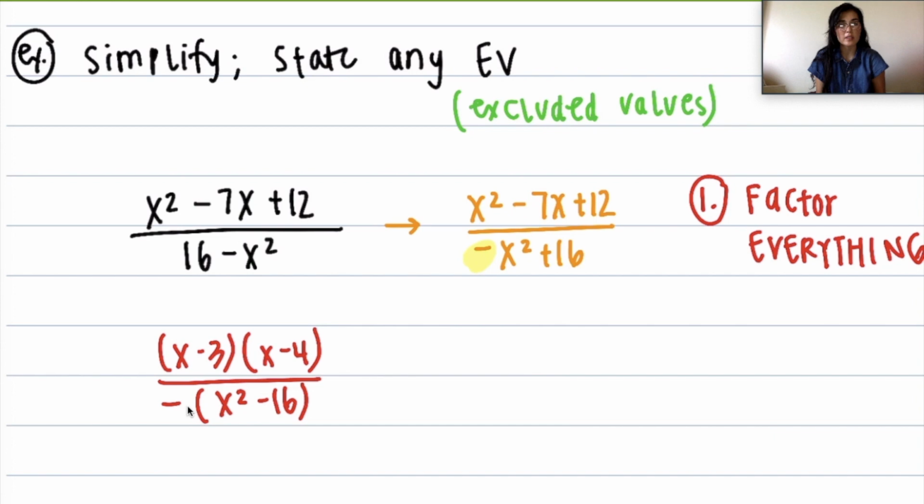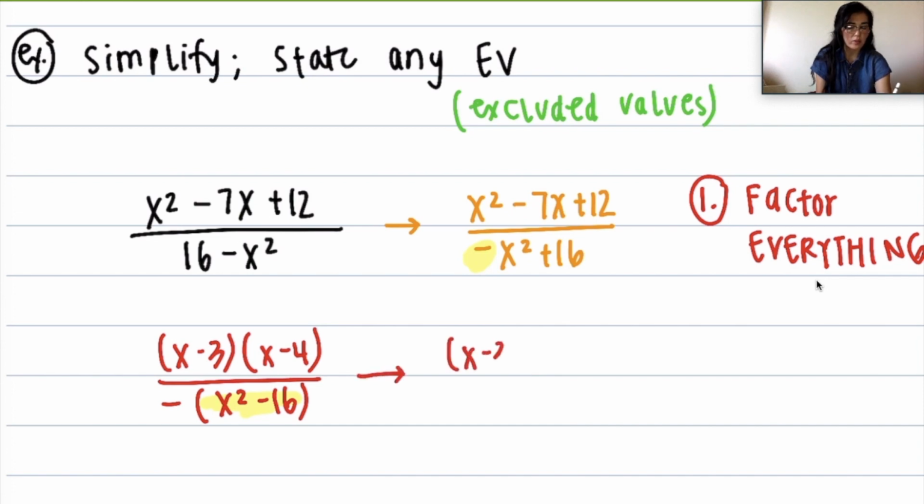All right, now the next thing I actually want to point out to you guys is notice when I factored out that negative, hopefully you guys remember what this is. This is difference of squares. So you can break that up a little bit more. So again, when I say factor everything, I mean factor everything. So think about those different rules.